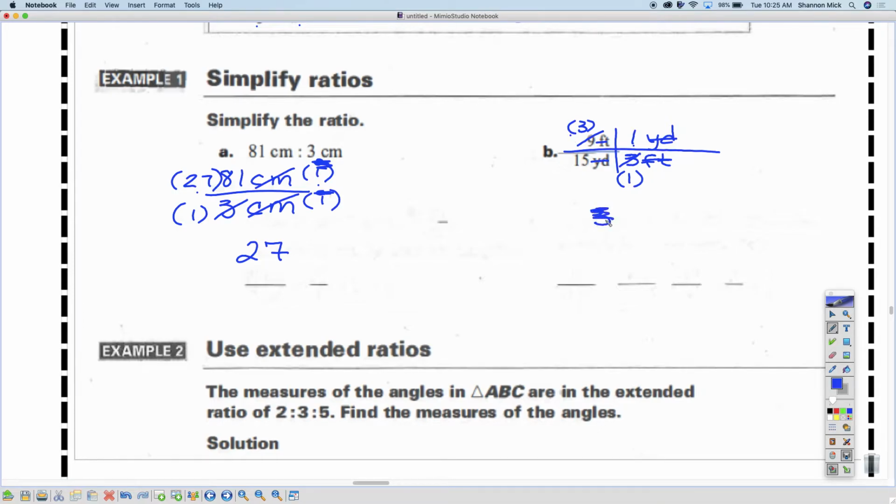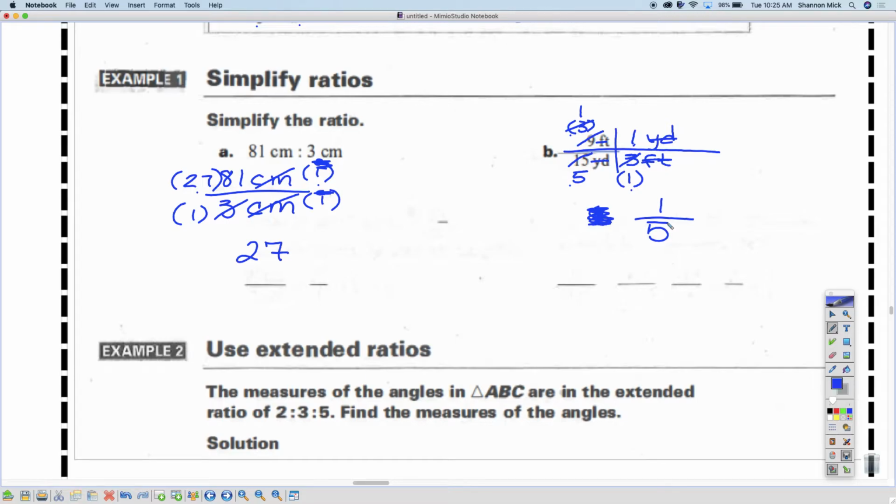Oh, we're not done reducing. Can I go up and down? Yeah, 3 goes into 15, doesn't it? Okay, so 3 goes into 3 again. How many times? 1. 3 goes into 3, 1. I'm reducing. 3 goes into 15 5 times. So my answer is 1 times 1, which is 1, and 5 times 1, which is 5.